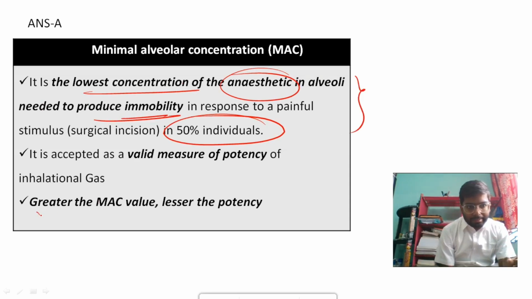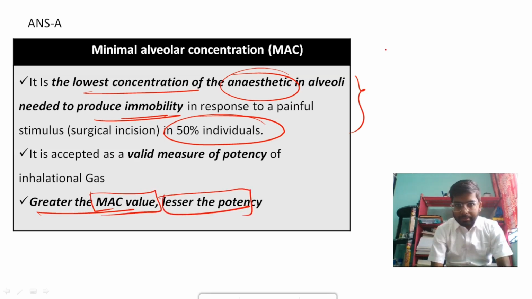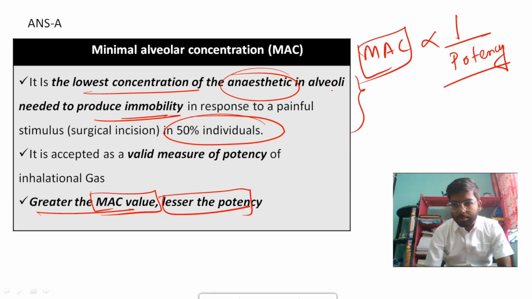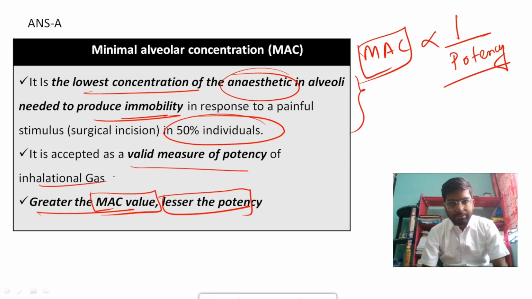And greater the MAC value, lesser the potency. That means the relation between the MAC value and potency is inversely proportional. So greater the MAC value, lesser the potency of the inhalation anesthetic, and lesser the potency, greater the MAC value. It is accepted as a valid measure of potency of inhalation gas. I hope it is clear to you now.